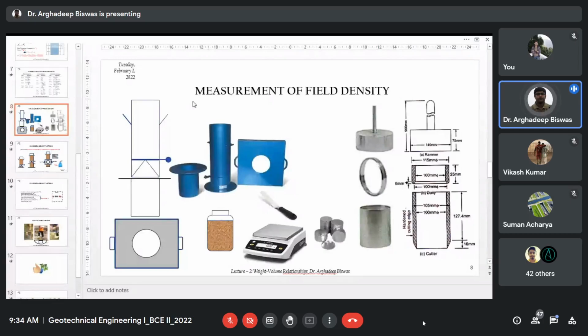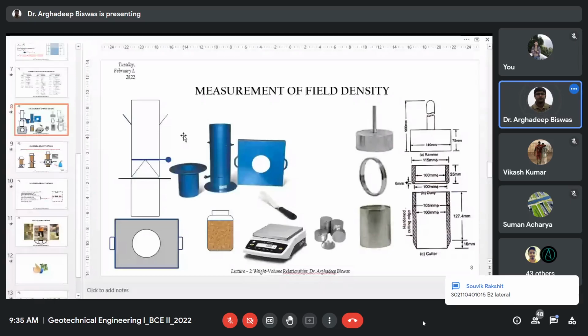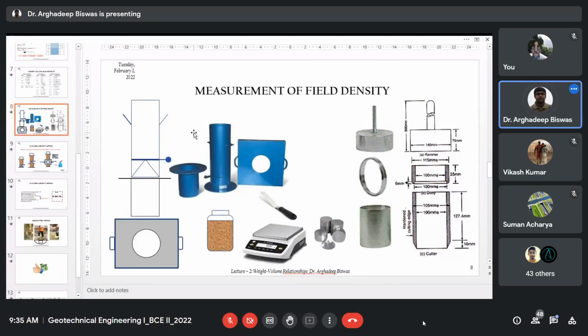This one is the sand replacement method. See the term, it is a replacement method. The mechanism behind this method is that we determine the unknown density by replacing it with a known density. The unknown density is the field density at the foundation level, which has to be measured. That density will be measured in terms of our known density, which will come from the sand. So our known density will replace our required unknown density.